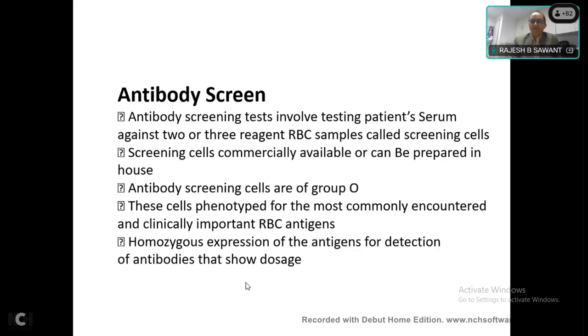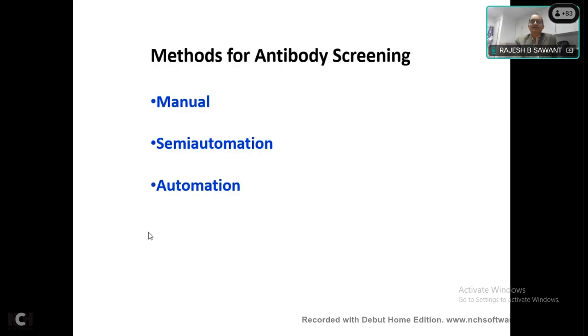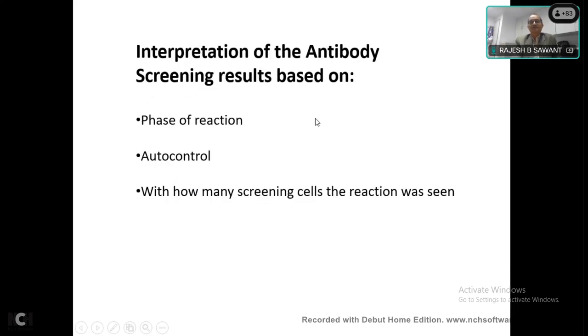So as I said, for the antibody screening, there is a group of cells. So you may have a 3-cell panel, which are all O group cells, so that there is no A antigen or B antigen, but only the minor blood group antigens are there. We know the phenotype, so that will be available in your antigram. And there will be some cells which will be having a homozygous expression of those antigens, for which they can detect the corresponding antibodies, right? So again, the methods here can be automated, semi-automated, or even manual, right?